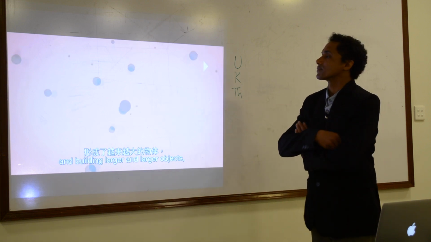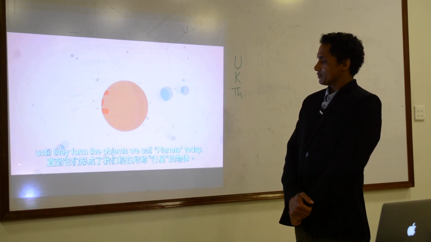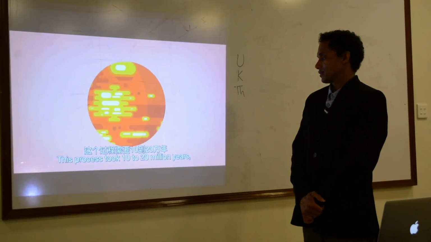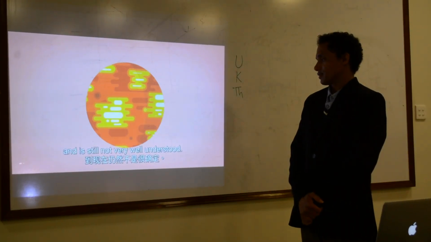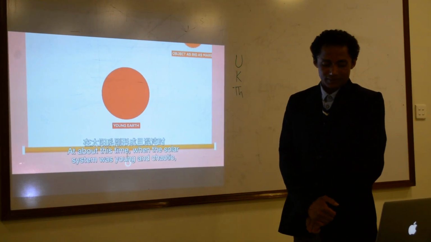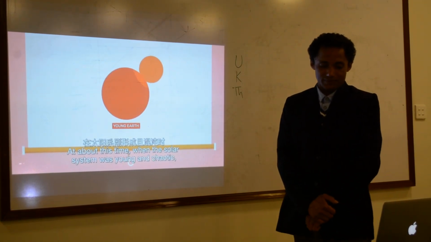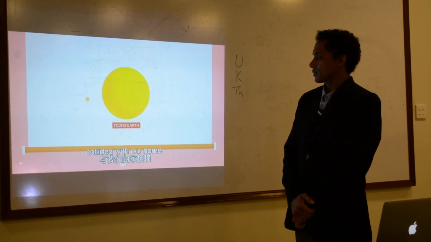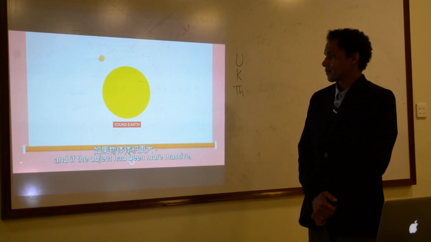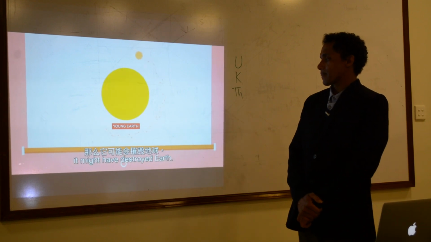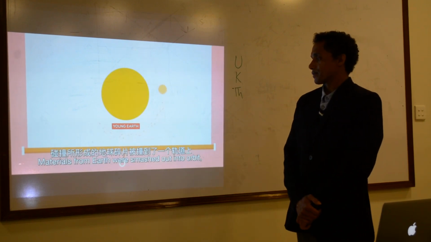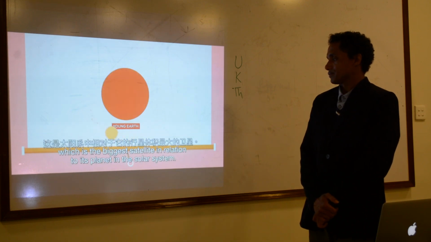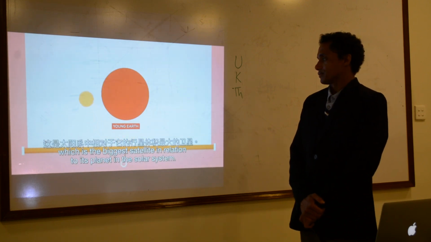And building larger and larger objects until they form the objects we call planets today. This process took 10 to 20 million years and is still not very well understood. At about this time, when the solar system was young and chaotic, a giant object about as big as Mars collided with our home. The impact was violent, and if the object had been more massive, it might have destroyed Earth. Material from Earth was smashed out into orbit and formed the Moon, which is the biggest satellite in relation to its planet in the solar system.